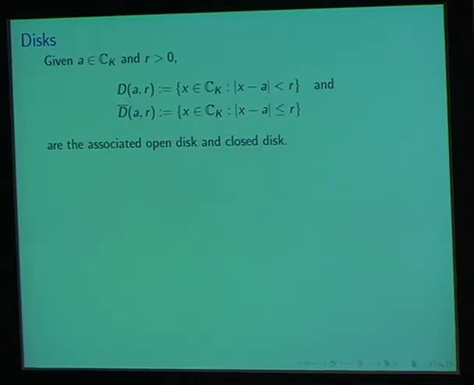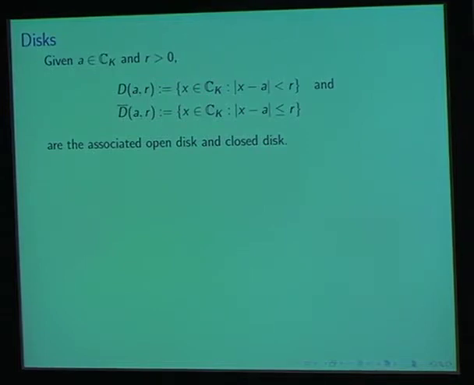Please note, by the way, even if I'm working over a field K, my disks are always going to be in CK. So when I talk about this notation for the disks, I'm always referring to a subset of CK, not of K. You can, of course, talk about disks in K, but I don't want to do that. I'm also specifying that my radii are always positive.